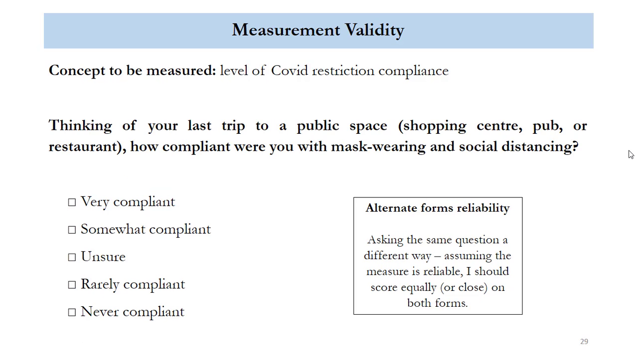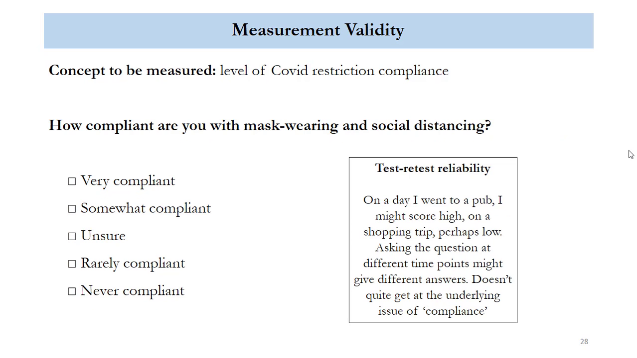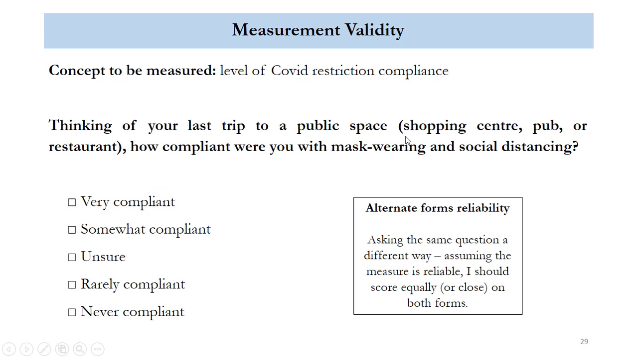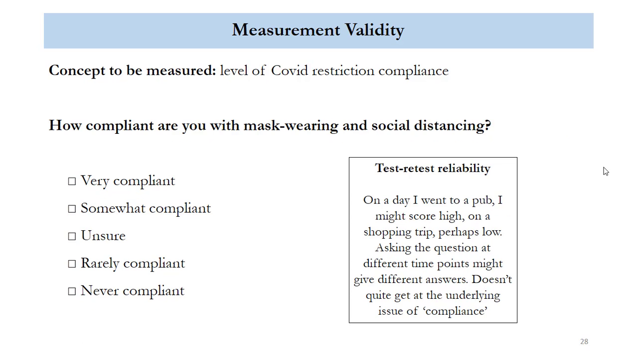So in the alternate forms example, we ask the same question a different way, and assuming that the measure is reliable, either the first or the second, I should score equally or close on both forms. So let's say in the first one, because the frame of reference is unclear, I say that I'm rarely compliant. But on the second one, I'd say very compliant because now I'm being specifically asked about a shopping centre, pub or restaurant. Then we have an issue with the alternate forms reliability of the question, again, assuming it's capturing the same concept.